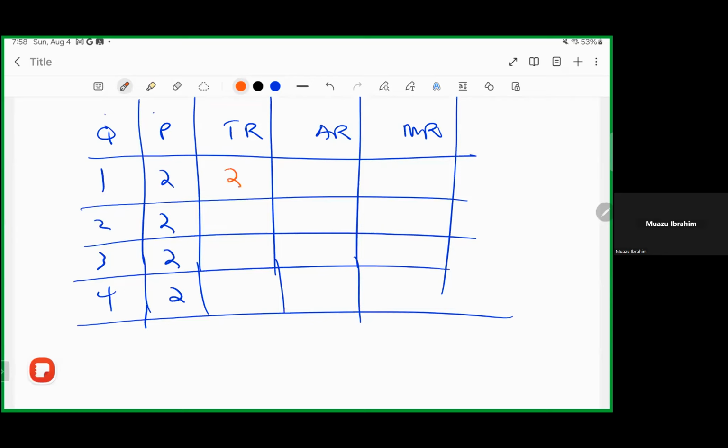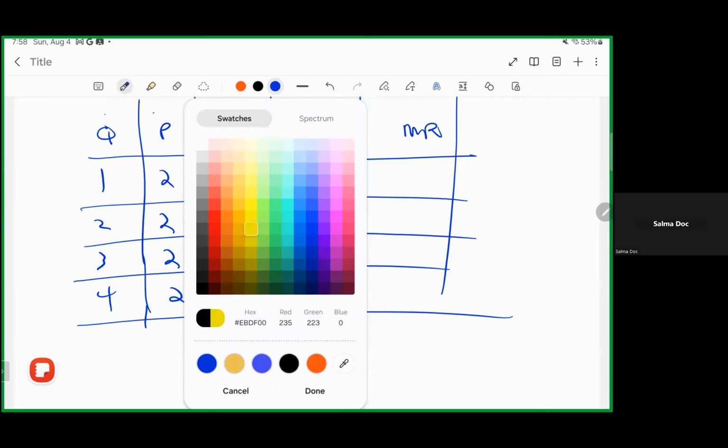2. Is that not it? Here will be 4. Here will be 6. Here will be 8. What about average revenue? Total divided by quantity. Excellent.